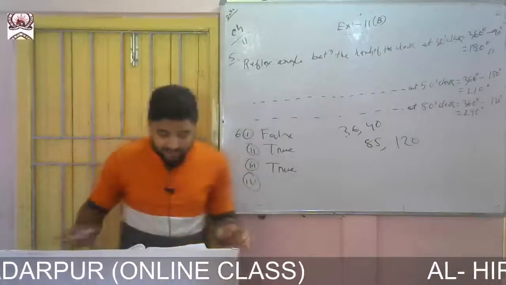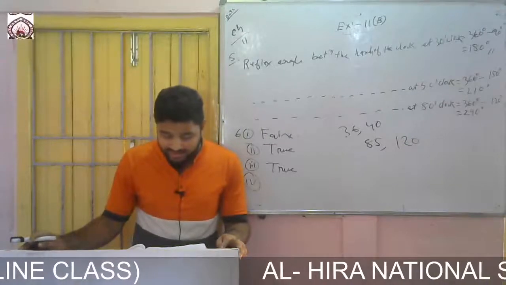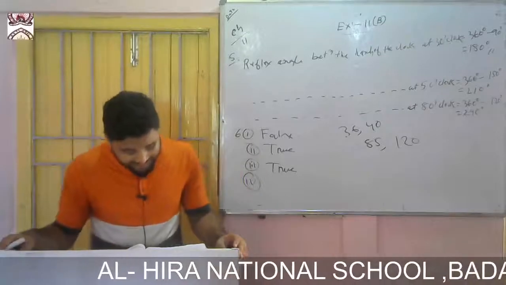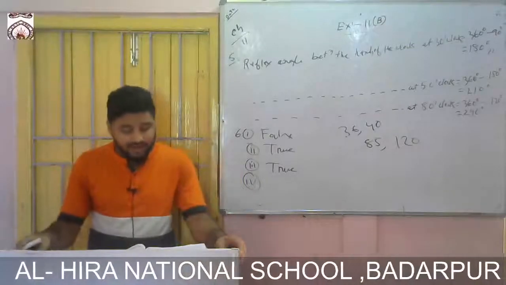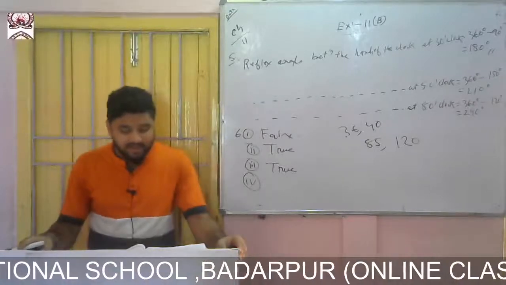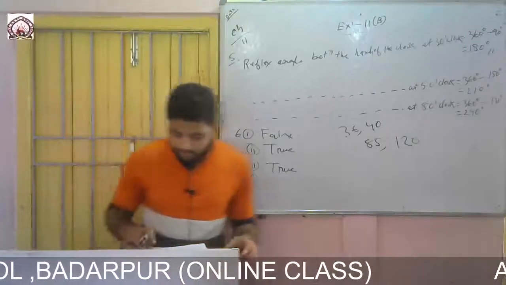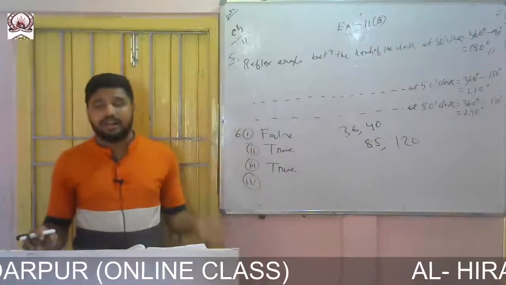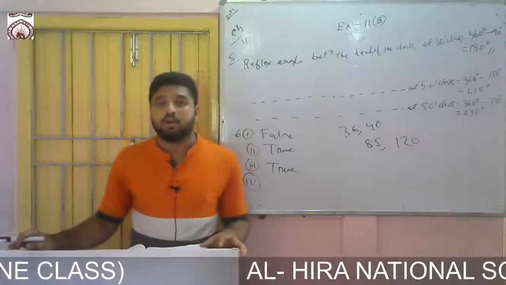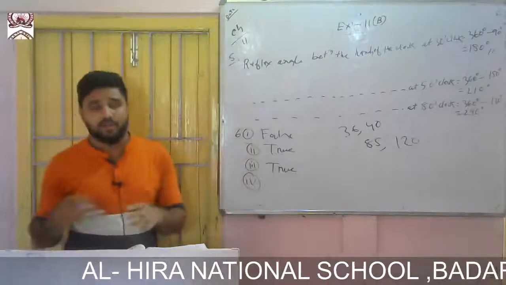Number 4: if an angle has a measure twice that of an acute angle, it must be obtuse. Twice that of an acute angle, then it must be obtuse. It is false. How? It may be an acute angle or an obtuse angle also.